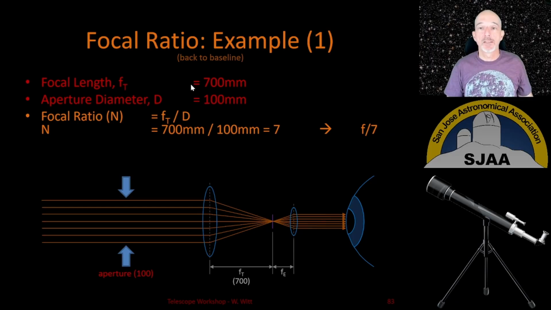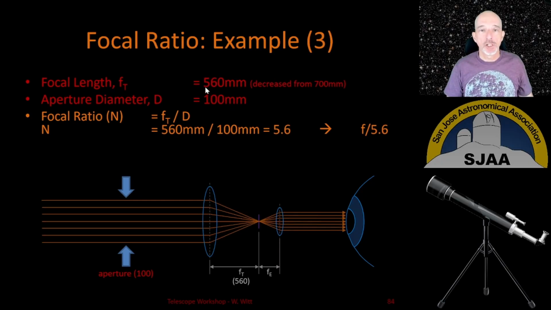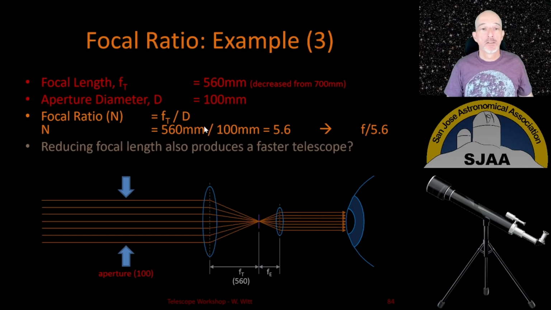So let's go back to our baseline: the f7 telescope, 700 millimeter focal length, 100 millimeter aperture. Now, instead of changing the aperture, I'm changing the focal length. So the aperture has stayed the same, but I've decreased my focal length from 700 to 560, so this distance here has decreased. And if I now calculate my N, the focal ratio, it is again 5.6. Okay, so now we need to ask, does this also produce a faster telescope? This is where this notion of fastness is not intuitive, at least not to me. So let's see what's happening.